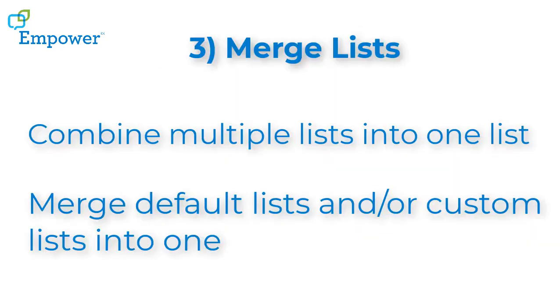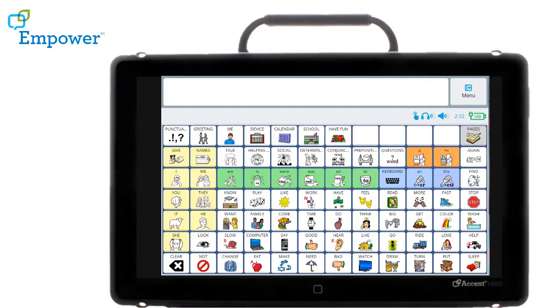Merge List is a great feature that lets you combine multiple lists into one list. You can merge default lists or custom lists into one. That way you can have words of multiple lists showing on the screen at one time. Let's learn how to merge word lists.